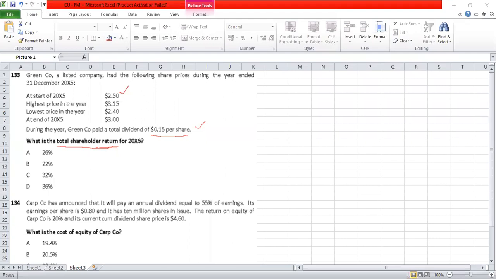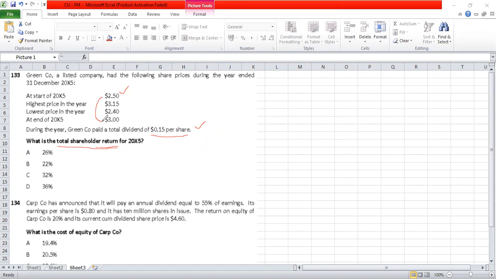Then apart from that, there is also another return which he's not realizing now, but if he realizes, that is what he gets the benefit. Now he invested at 2.5. During the year there were ups and downs. We know that share prices fluctuate, so it went up to 3.15, it went as low as 2.40, but nevertheless by the end of the year this 2.5 has increased to 3. So as of now, if he sells the shares, he can get a benefit.